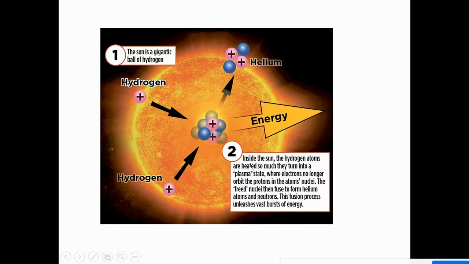So let's read number 2 here. It says inside the sun, the hydrogen atoms are heated so much that they turn into a plasma state where the electrons no longer orbit the protons in the nucleus. So the freed nuclei then fuse to form helium atoms and neutrons. And so this fusion releases a huge amount of energy as a result.